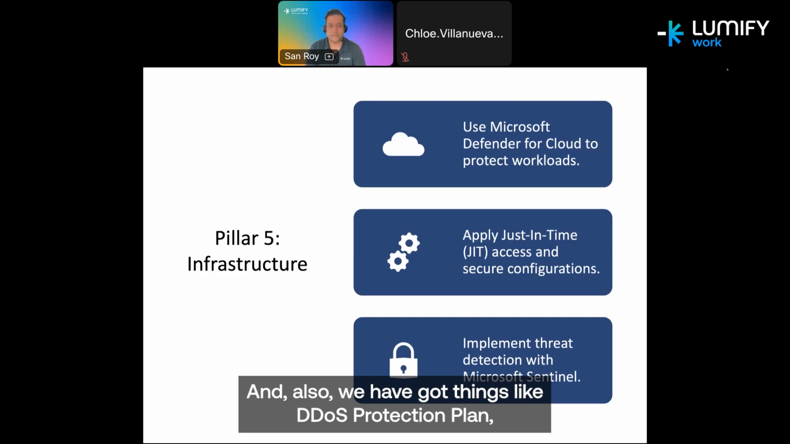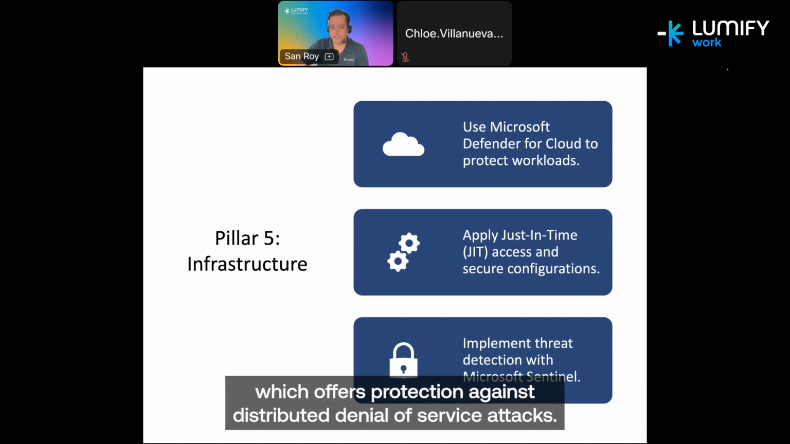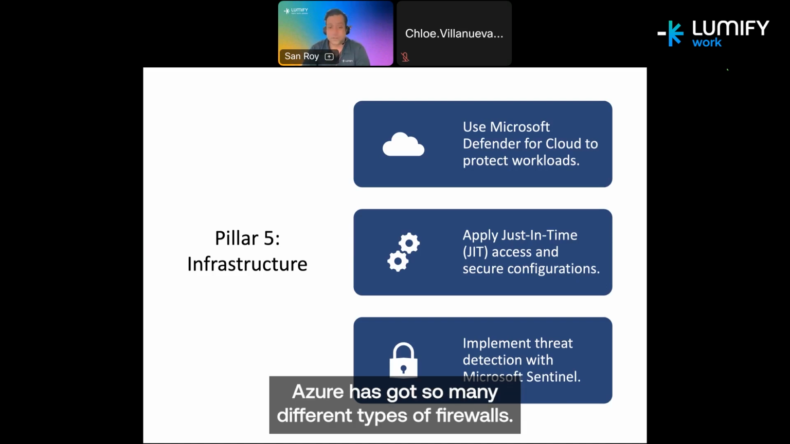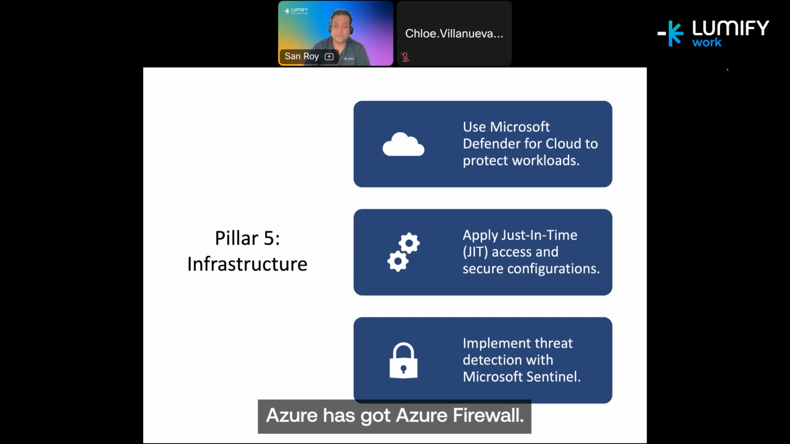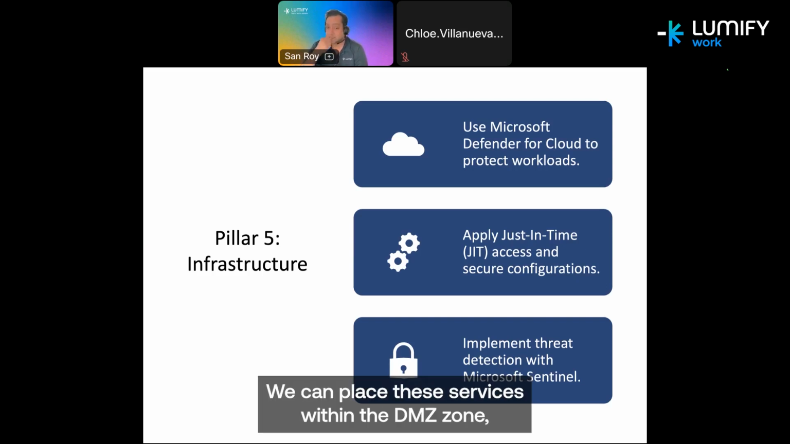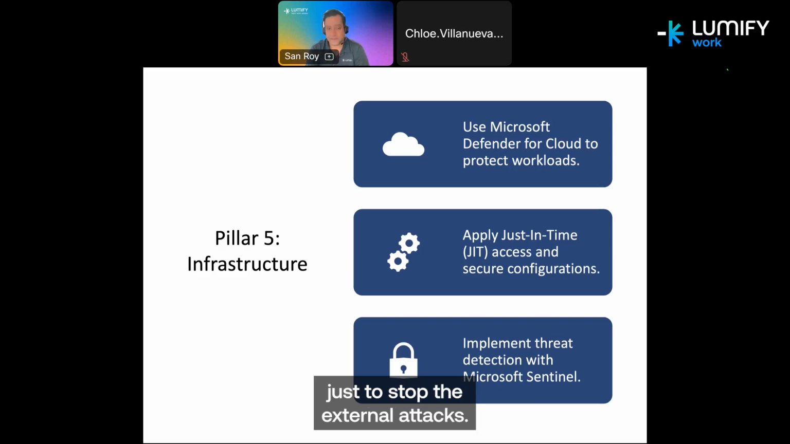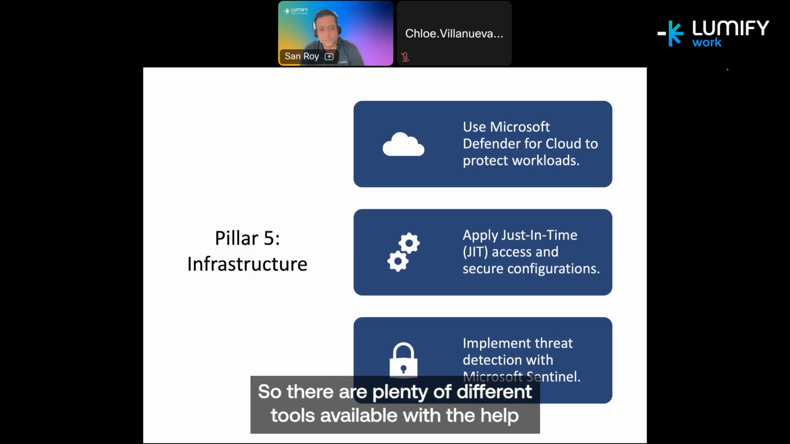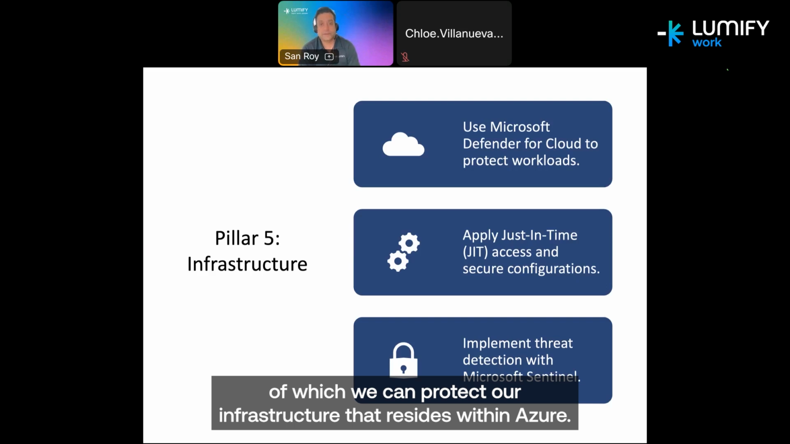And also we have got things like the distributed denial of service protection plan, which offers protection against distributed denial of service attacks. Azure has got so many different types of firewalls. Azure has got Azure Firewall. We have got web application firewalls or WAF. We can place these services within the DMZ just to stop external attacks. So there are plenty of different tools available with the help of which we can protect our infrastructure that resides within Azure.